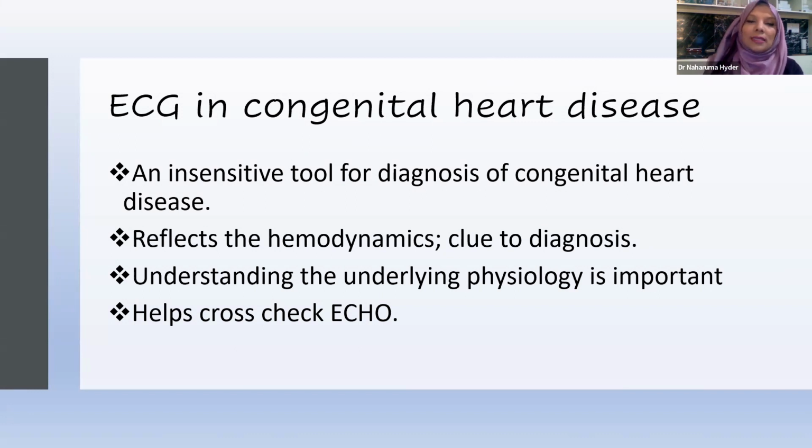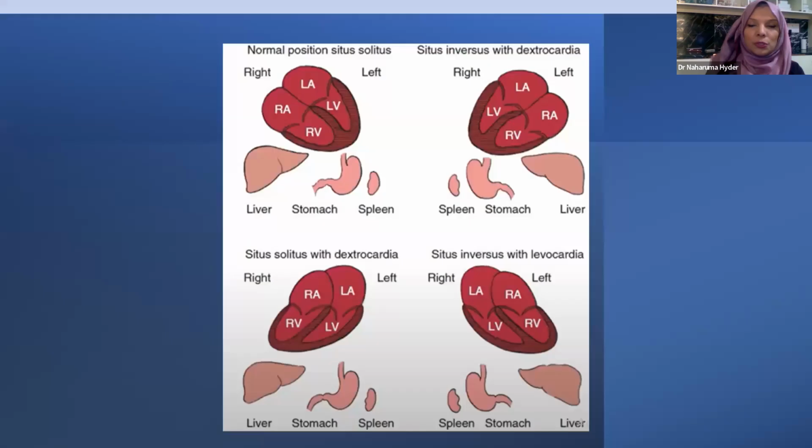And sometimes the ECG helps to cross-check the echo. For example, if it is an ASD secundum and we are getting a P-axis abnormality, then we can tell the echocardiographer to please check whether there is any sinus venosus ASD present or not, because we know that P-axis abnormality is sometimes present with sinus venosus ASD. So ECG is a very helpful tool.